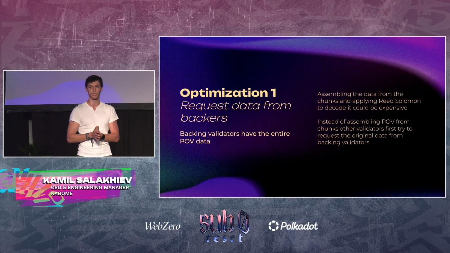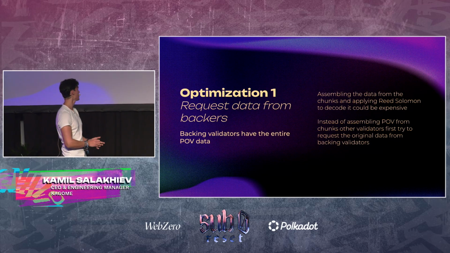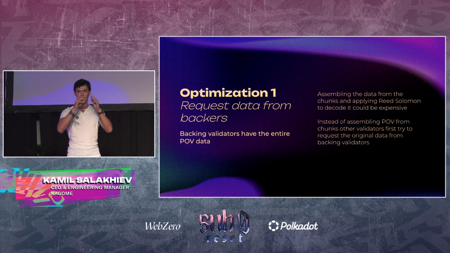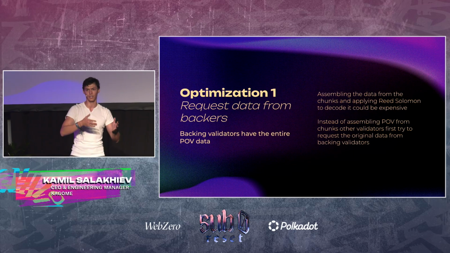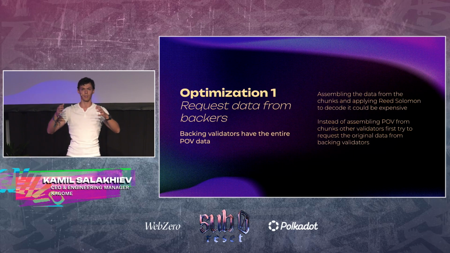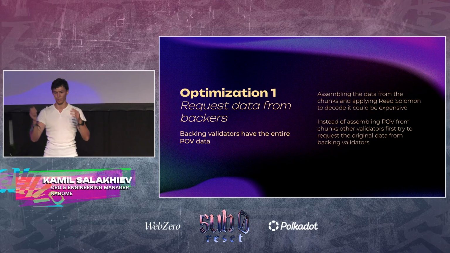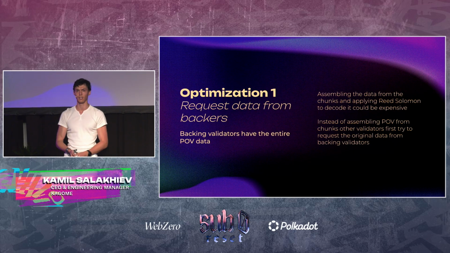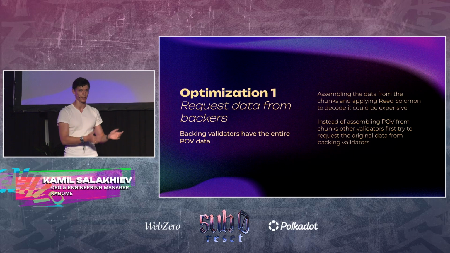So let's talk about optimizations that we can do here. The most obvious one is, you remember we have these backing groups of validators that executed the parachain block. Since they executed it, they already have the entire data. So we actually don't need to reconstruct this data from chunks. Maybe we can just go to these backing validators, because they already have all the necessary data. They had the parachain block and this witness data. We just go to them and request it. And that's actually what we do in Polkadot SDK and in KAGOME.